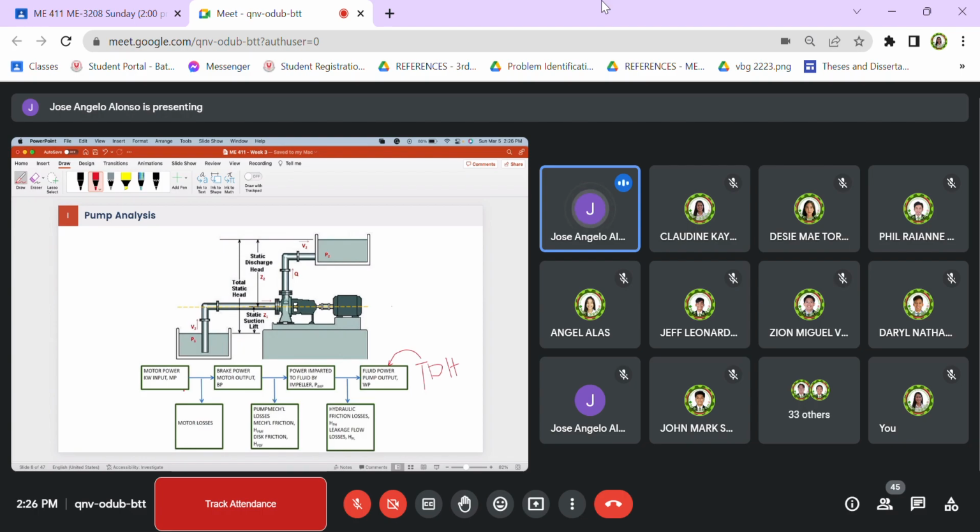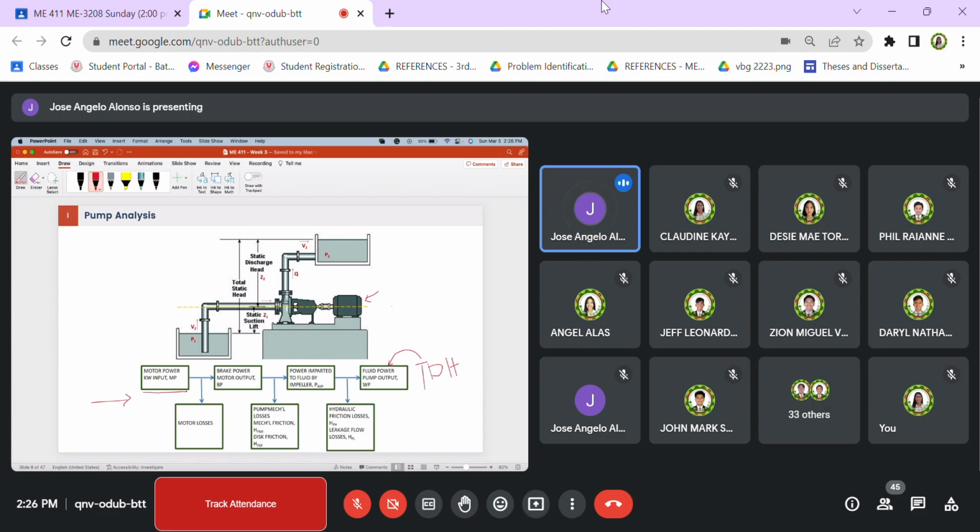So we will use this energy flow chart later on sa mga equations natin mamaya para madali natin maintindihan at para madali natin ma-analyze. So let's start with the motor input muna or the motor power input, here at the left side ng ating flowchart. Kasi motor power input, ito yung motor rating na tinatawag.